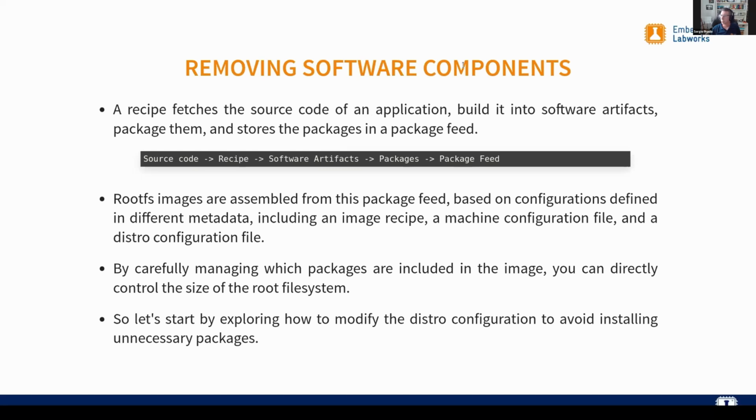So this is one of the important concepts in OpenEmbedded Yocto. The main artifact when you process a recipe is a package or multiple packages, right? A recipe takes the source code and then creates software artifacts with that: binaries, shared libraries, tables, documentation, etc. Those go to packages that go to a feed, and that feed is used to generate the image. So if you want to remove components from the image, what you want to do is to remove packages from the image. That can be done at the distro level, at the machine level, and at the image level.